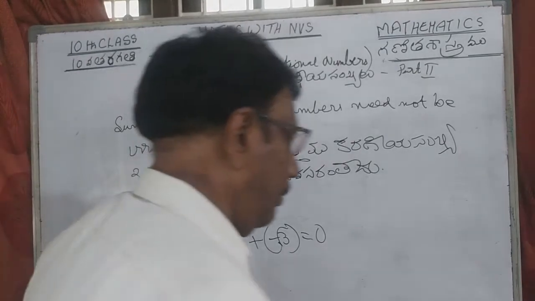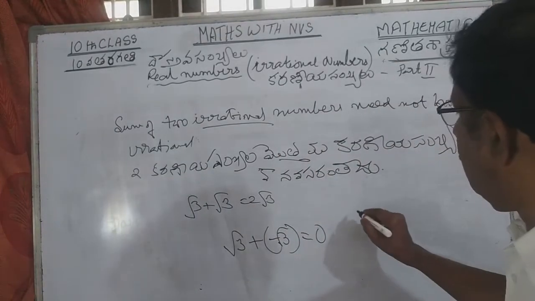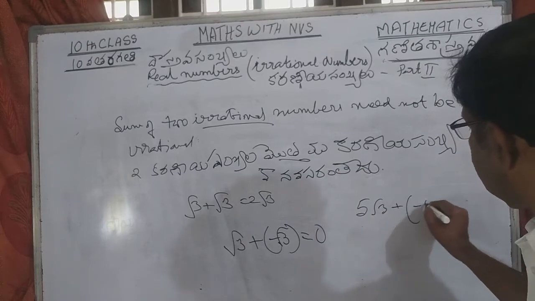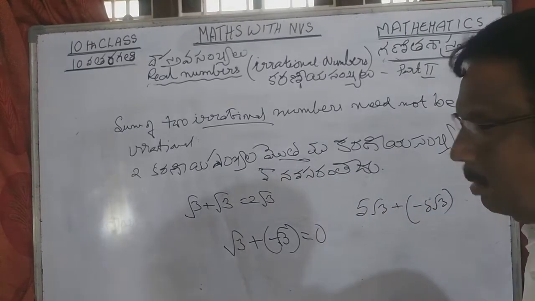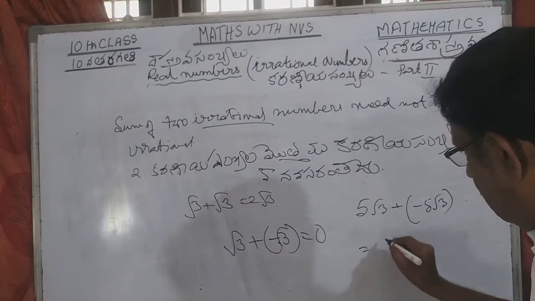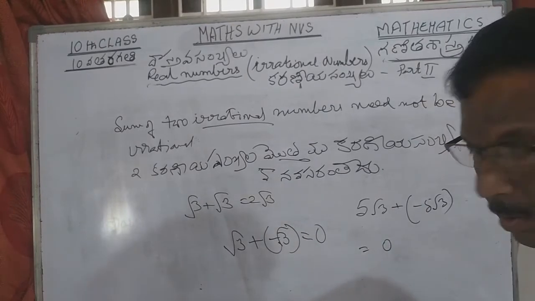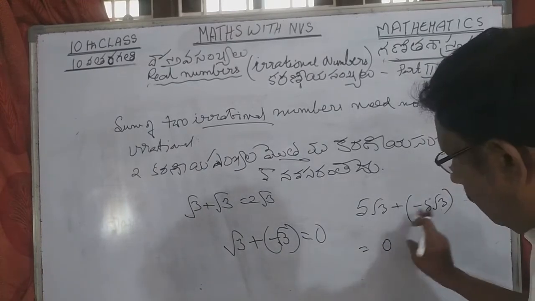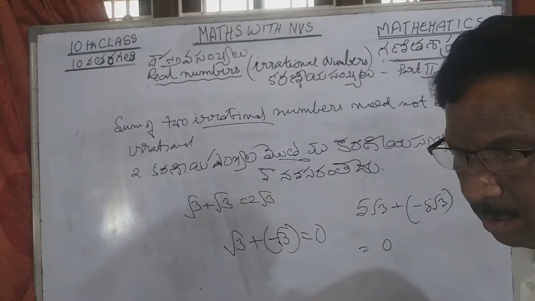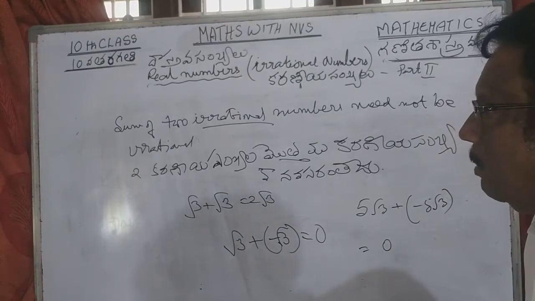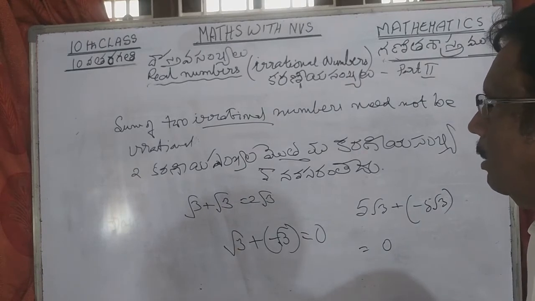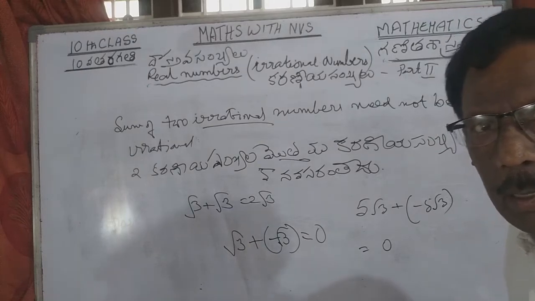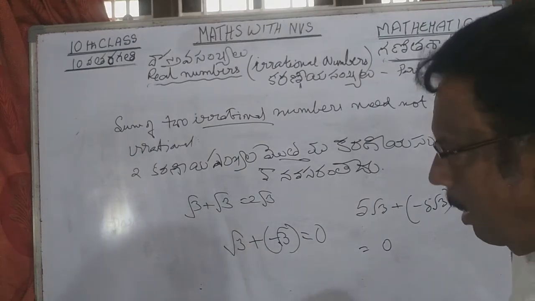So like that, 5 root 3 plus minus 5 root 3, it is 0. Both are irrational here. The answer is rational. So that means the sum of any two irrational numbers need not be irrational. It may be rational or it may be irrational. Like that.